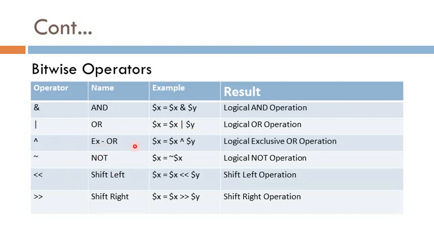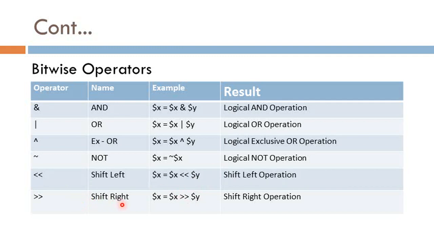Next is XOR. It performs bitwise XOR operation on its two operands. Then NOT operator performs bitwise NOT operation on its single operand. This is a unary operator. Next is shift left. It performs bitwise shift left operation by shifting all bits in the left operand by the number of places specified by the right operand.